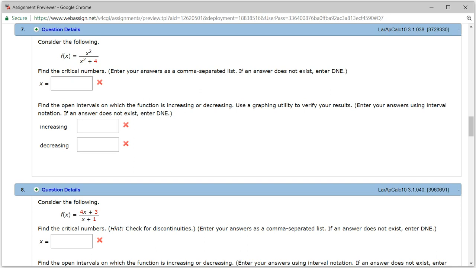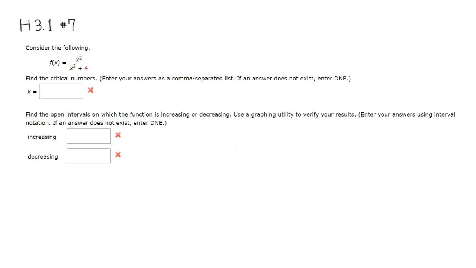Alright, let's look at homework 3.1, problem number 7. So we have this rational function, and first we have to find critical numbers. So let's do that. First we need to take the derivative.